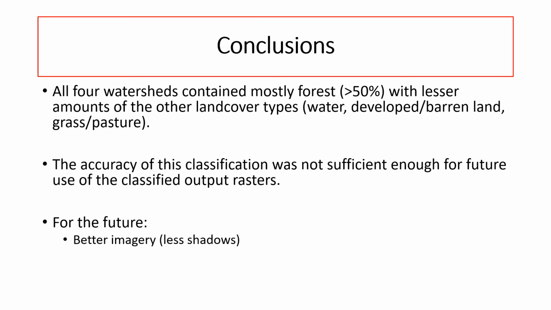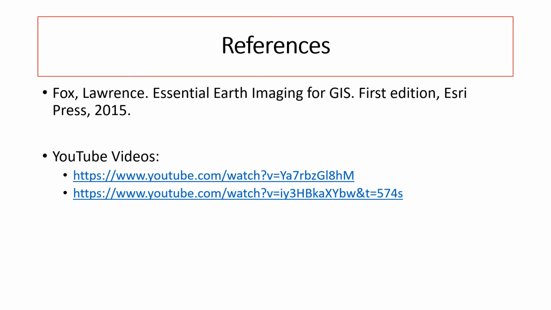In the future, what I would like to do is maybe repeat this same project using these same methods, using better imagery that has less shadows. I'd also like more practice with object-based image analysis techniques. I do think that I could get better results if I just did it more often. These are the references that I used to complete this project. I also used the help function in ArcGIS Pro quite a bit.